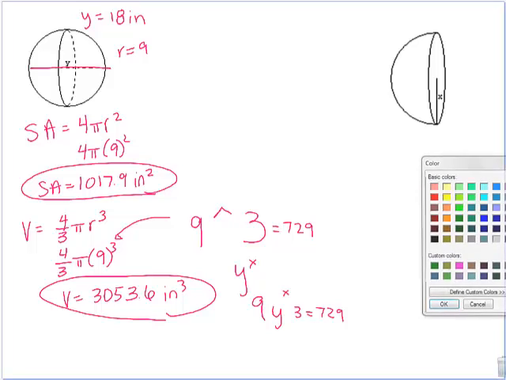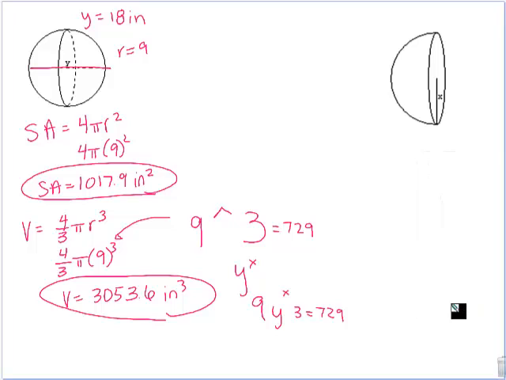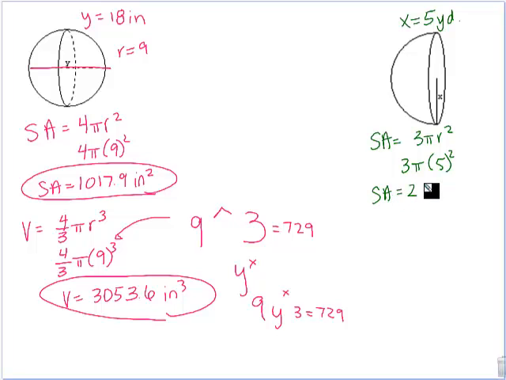All right, and then last but not least, surface area and volume of this hemisphere. And this time I'm going to tell you x here is 5 yards. So surface area of a hemisphere, we have the formula of 3 pi r squared. So we'll take 3 times pi times 5 squared because x is already our radius. So when we take 3 times pi times 5 squared, we end up getting a surface area of 235.6 yards squared.